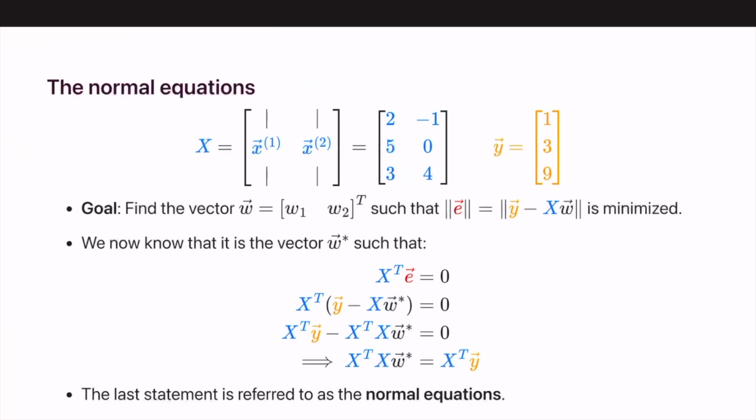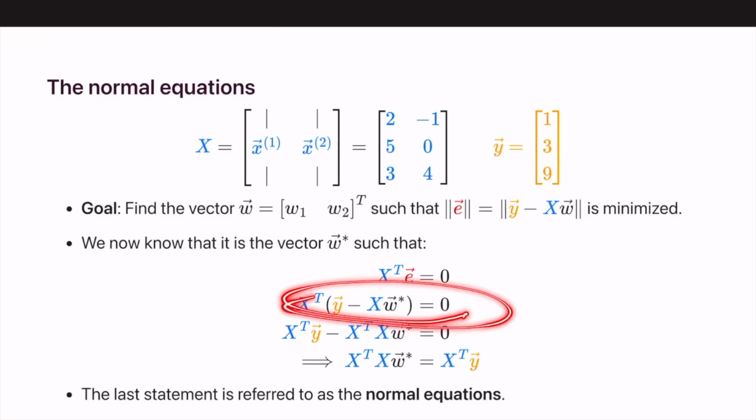Okay, so the whole point of what we've been doing is to try and find this weight column vector w star, and that's the vector that's going to allow us to scale our x's such that we find the vector which is closest to y.